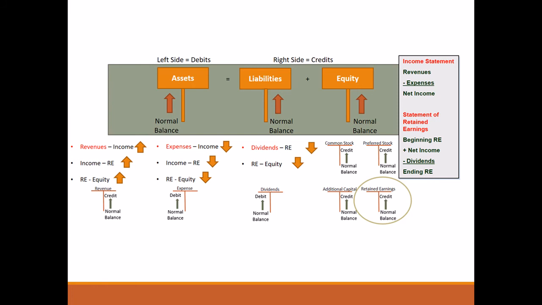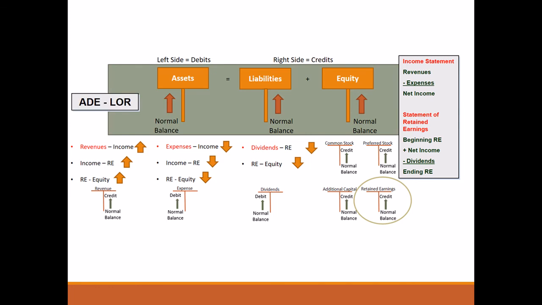So just to summarize real quick, revenues and stock issuances increase equity. So these accounts, revenues or common stock, are going to follow the normal right-hand side of the equation rules and have a normal credit balance, meaning they're going to be increased with a credit. Since expenses and dividends reduce the equity in a business, they instead are going to be increased with a debit, meaning they have a normal debit balance. So we've reviewed our exceptions.